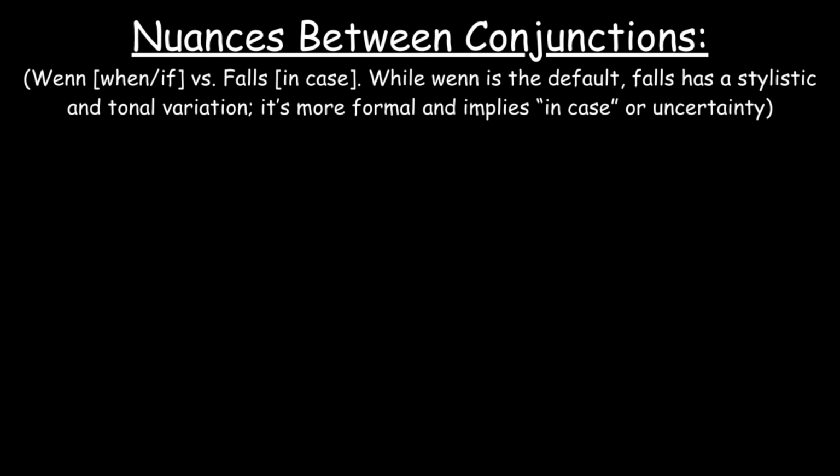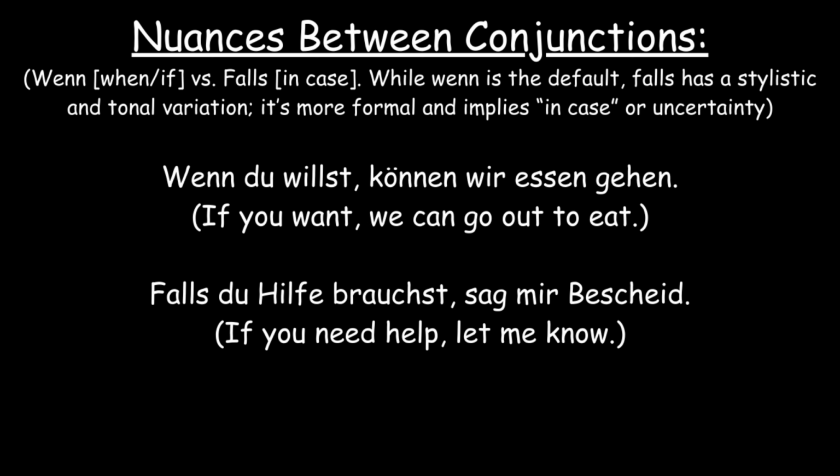Furthermore, there are nuances between conjunctions that activate the conditionals, such as wenn and falls. While wenn is the default, falls has a stylistic and tonal variation. It's more formal and implies in case or uncertainty, while wenn is frequently neutral. Wenn du willst, können wir essen gehen. Falls du Hilfe brauchst, sag mir Bescheid.